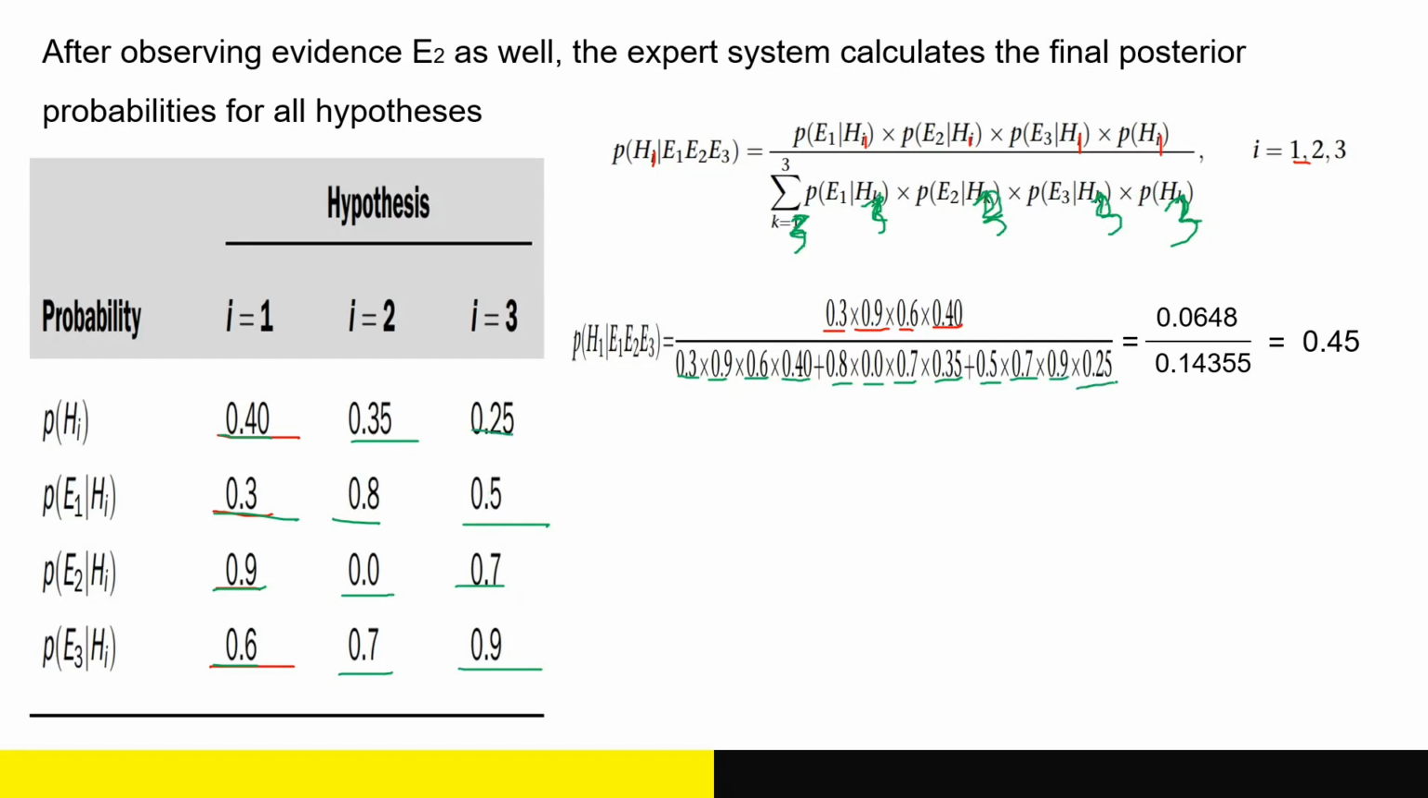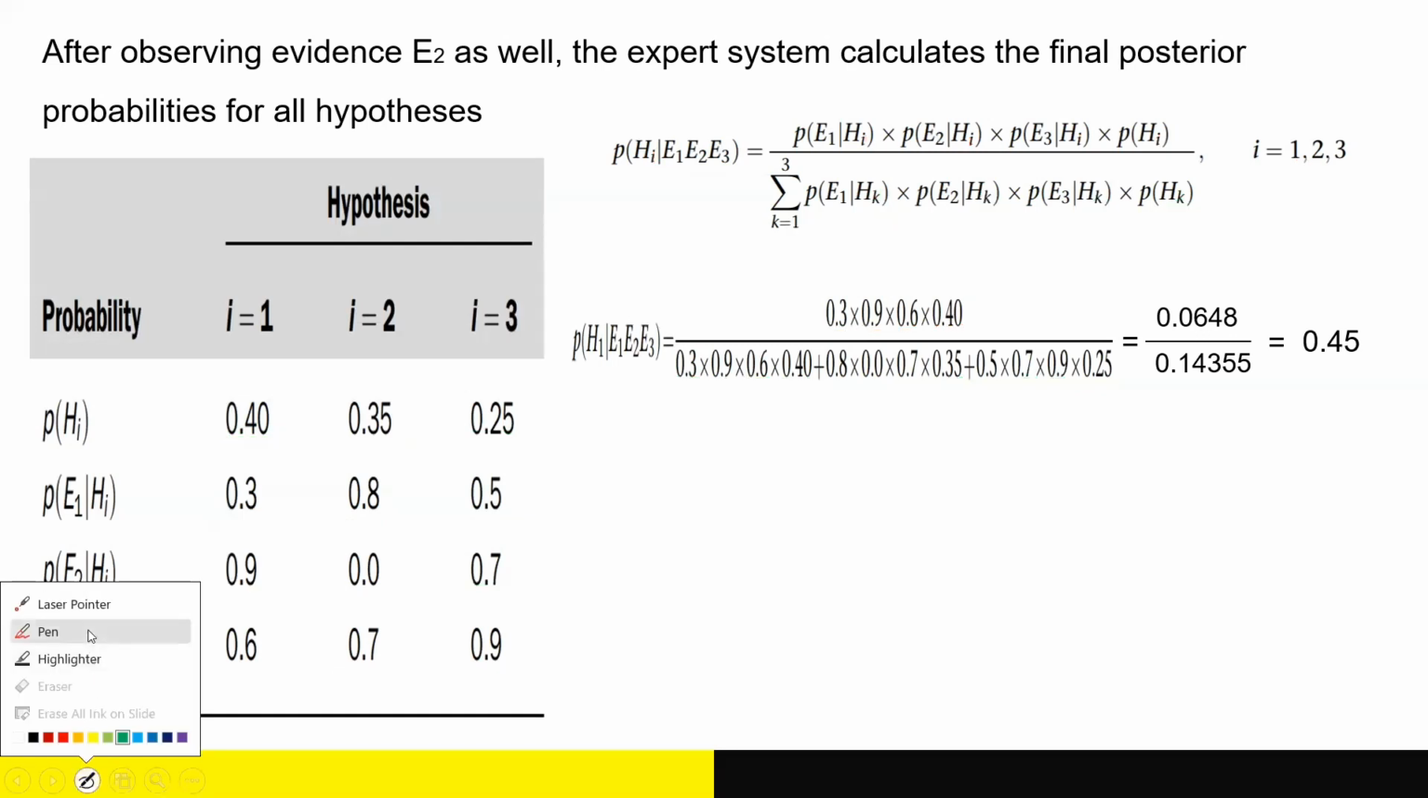So if we add these three terms, we have 0.14355. So 0.0648 divided by 0.14355 is equal to 0.45. And then our I now is 2.